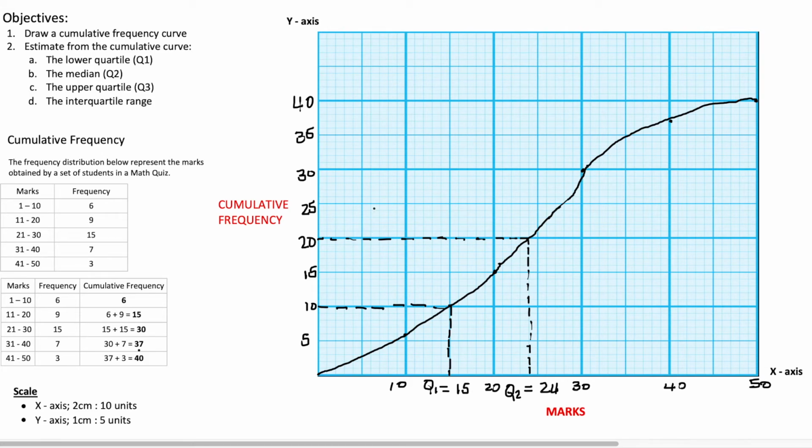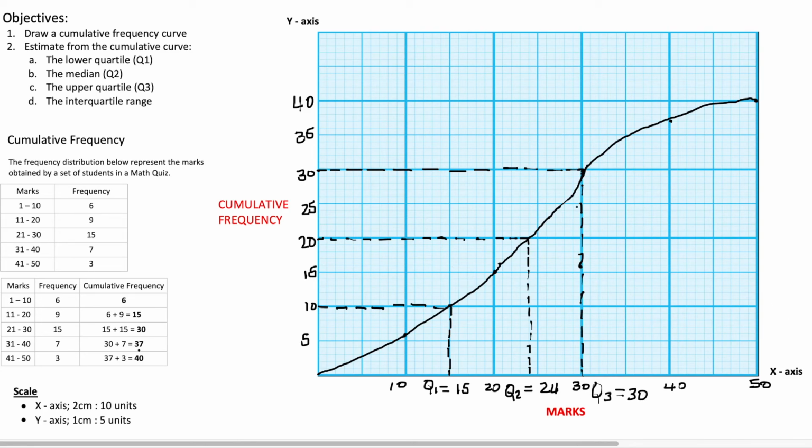Now, the upper quartile is always 3/4. So 3/4 of 40 is 30. So we go to 30 and we go across until we meet the curve. And all we need to do now is to go down. Therefore, the upper quartile is equal to 30.